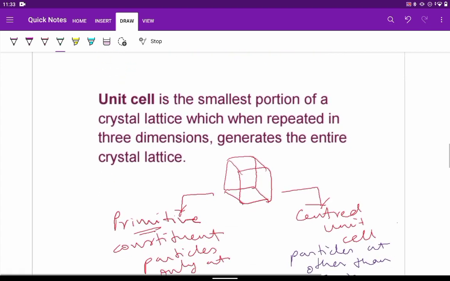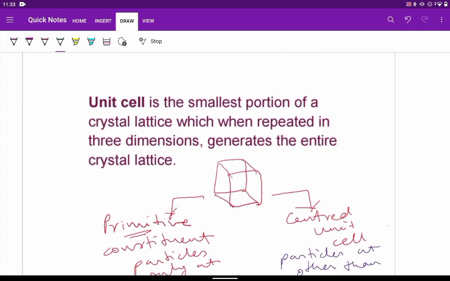Now let us see the unit cell. This is what I have drawn here. A unit cell is the smallest portion of a crystal lattice, and when repeated in three dimensions, we get the entire crystal lattice. So it is a part of the total crystal lattice, the smallest portion of it. When we repeat it in all three dimensions, that is along the x, y and z axes, we get the entire crystal lattice.